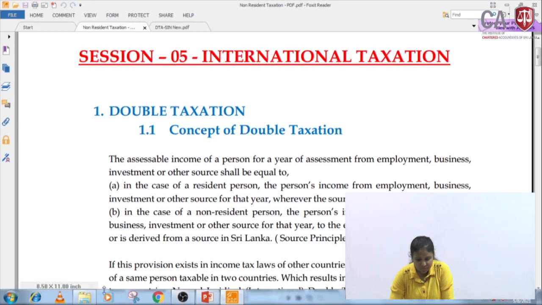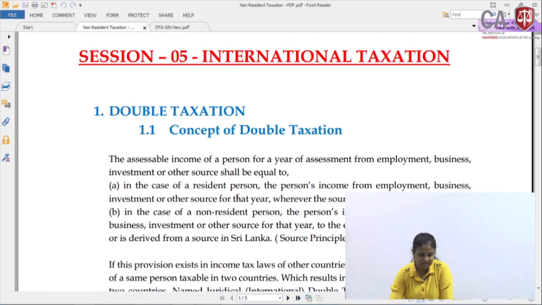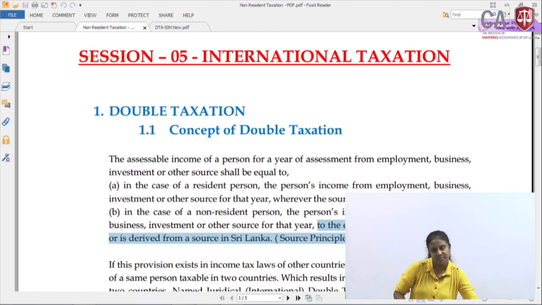Then B, in the case of a non-resident person, the person's income from employment, business, investment or other source for that year, to the extent that the income arises in or is derived from a source in Sri Lanka. This is the first thing we discussed when we started non-resident taxation, which is the assessable income of a resident person as well as a non-resident person.